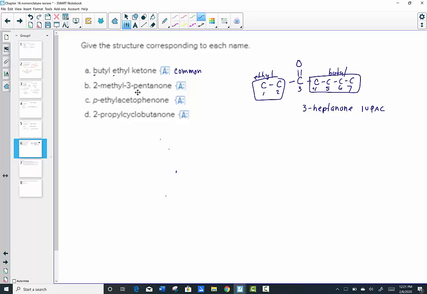How about B? Let's see. At carbon 3 of a 5-carbon chain. So 1, 2, 3, 4, 5. At carbon 3 is the ketone. And at carbon 2 is a methyl group. Alrighty, so that's what this looks like. 1, 2, 3, 4, 5. At carbon 3 is the ketone. And at carbon 2 would be a methyl group. That's kind of the structural look for letter B.